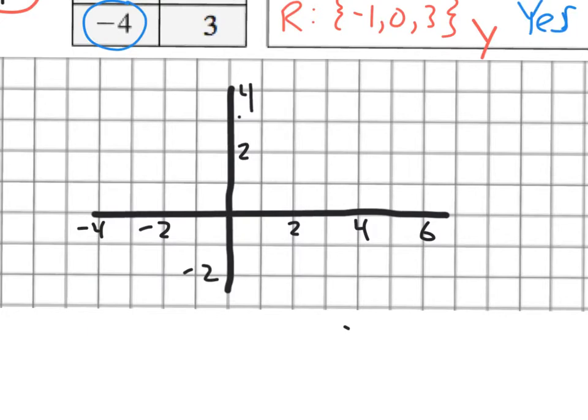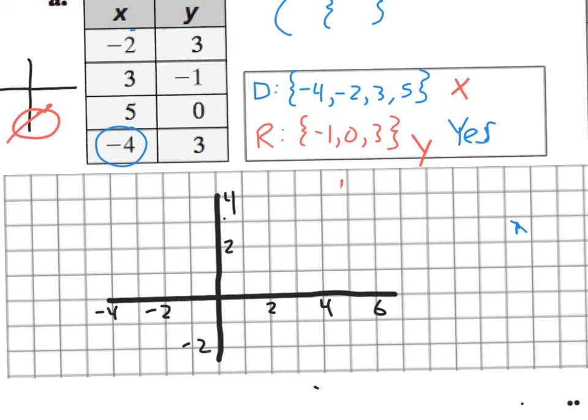So now let's graph what we have here. So we do need to see the table. And the table says my first point is negative 2, 3. So negative 2, positive 3 is right here. Next, 3, negative 1. Positive 3, negative 1 is right there. 5, 0 is right here. And negative 4, positive 3 is right there.